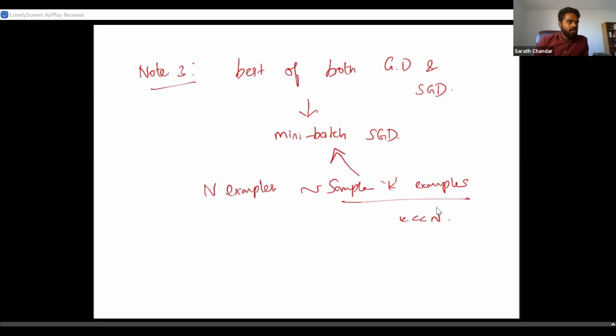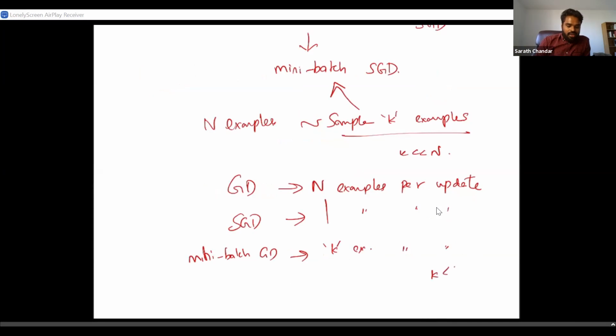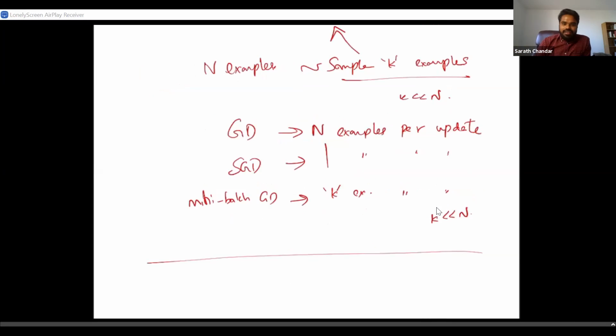To summarize, when you do gradient descent, you go through all the n examples per update. If you're doing SGD, it's the other extreme: you have one example per update. If you do mini batch gradient descent, you have k examples per update, where k is typically much less than n. So that is gradient descent, and this is one of the central algorithms in machine learning. We will keep revisiting gradient descent as we learn more and more complex models.